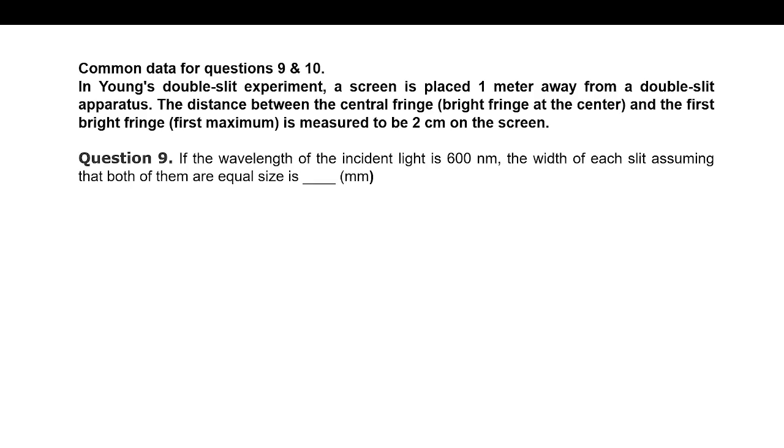moving towards the next question, which is having the common data of question number 9 and 10. So the common data is Young's double slit experiment. A screen is placed 1 meter away from the double slit aperture. The distance between the central bright fringe at the center and the first bright fringe, first maxima, is measured to be 2 centimeter on the screen.